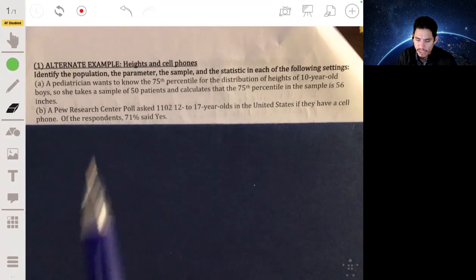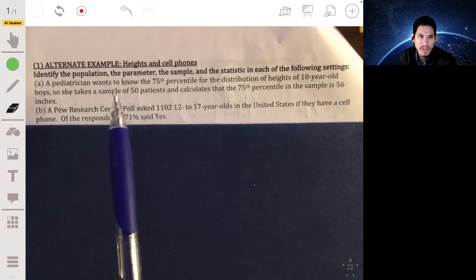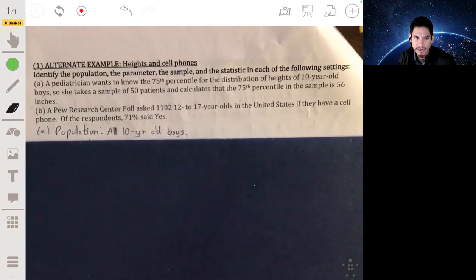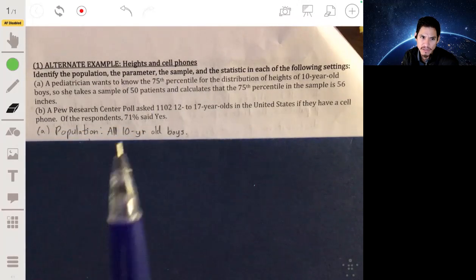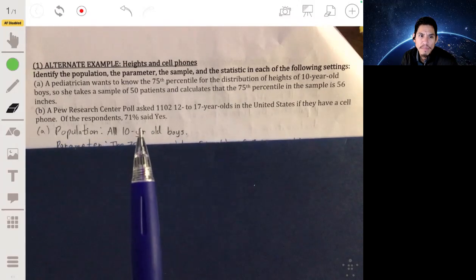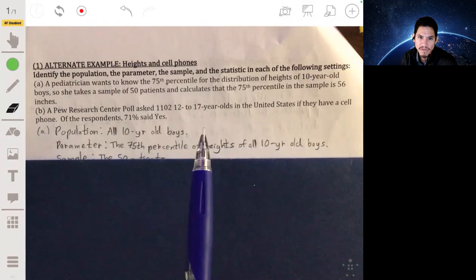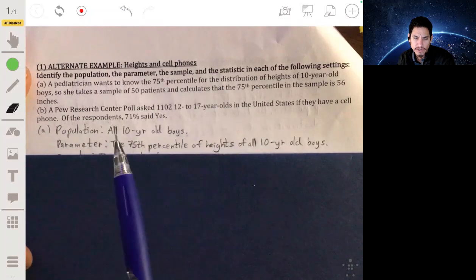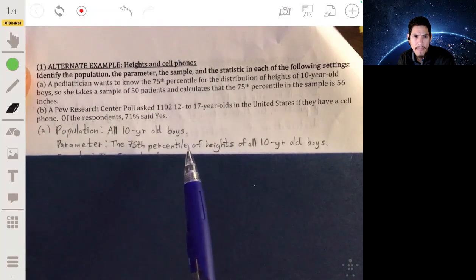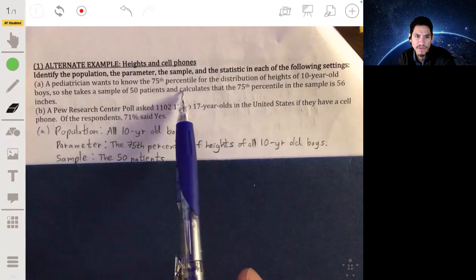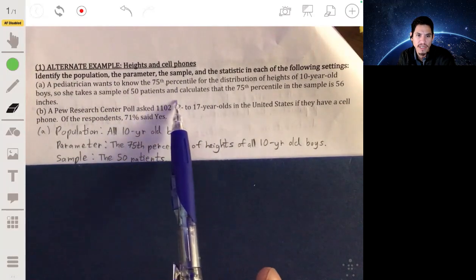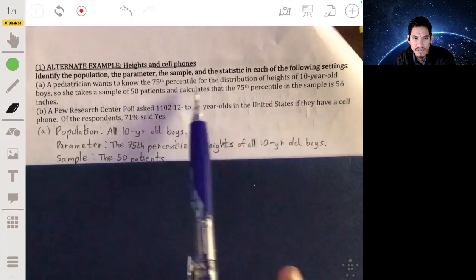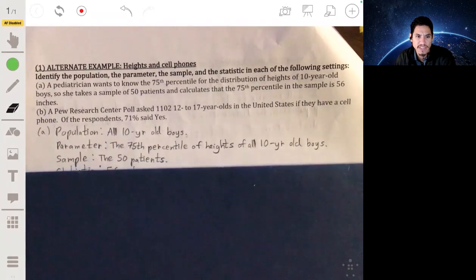For A, the population will be all of the 10-year-old boys, because that's the group of individuals that the pediatrician is studying. The parameter will be the true 75th percentile of heights of all the 10-year-old boys. So again, the true population 75th percentile. The sample is the 50 patients that she gathers information on, and the statistic is the 75th percentile of those 50 patients, which she found to be 56 inches.